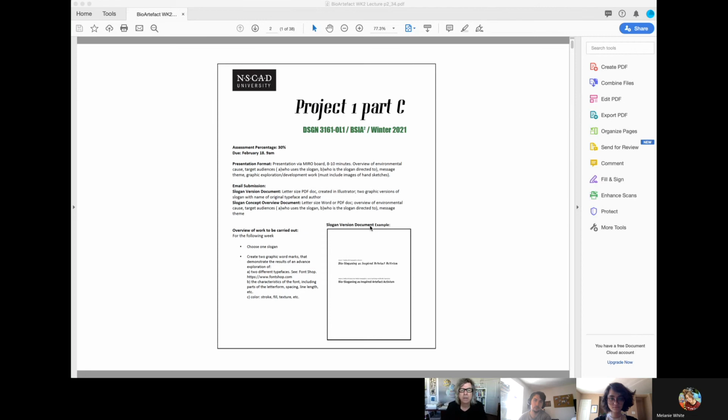A, two different typefaces, and I'm going to go over that with you in just a minute, which you're going to be using. I'm recommending using Font Shop. B, an exploration of the characteristics of the font, including parts of the letter forms, spacing, line length, etc. And C, color through stroke, fill, texture, etc. And anything else you want to bring to that exploration is absolutely fine.